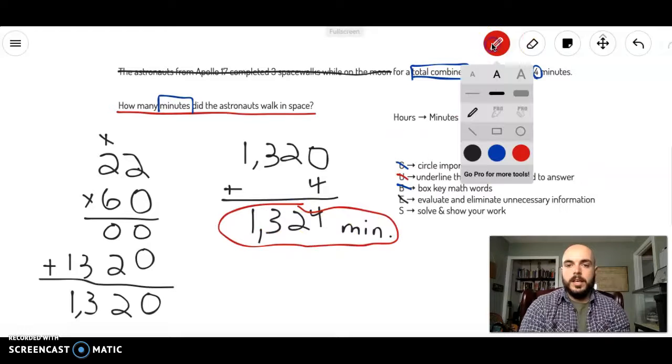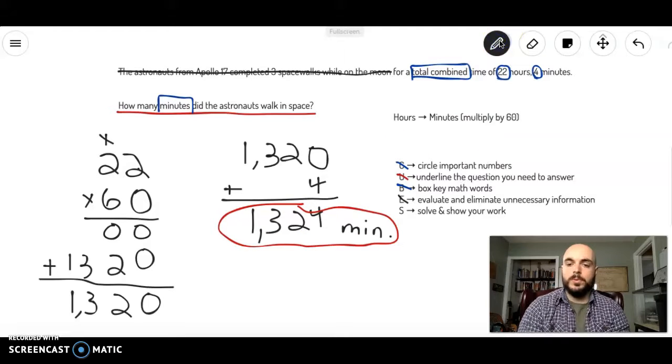I hope this helps. As you see more and more word problems moving forward, this cubes method is going to be very important to solve them, especially with conversion, because it really helps narrow down everything you need to worry about, and then really helps you focus on what exactly you need to follow for steps to solve.